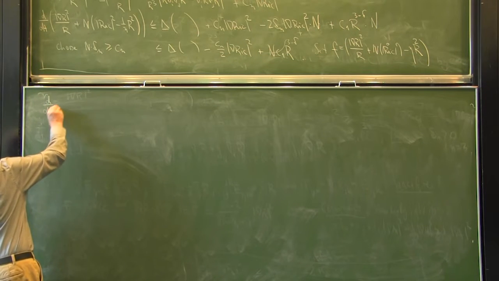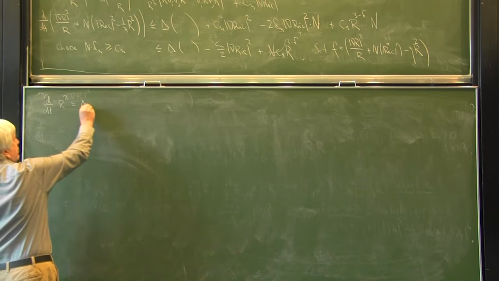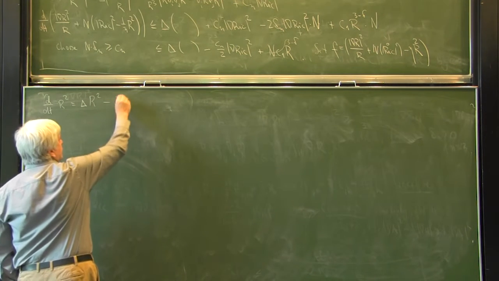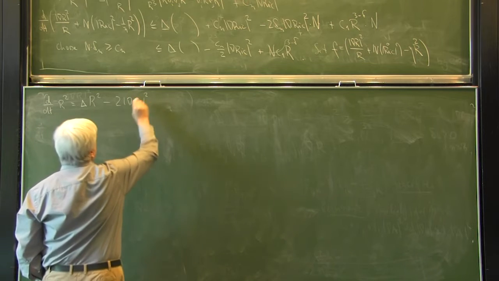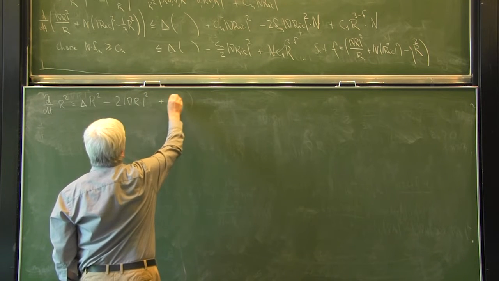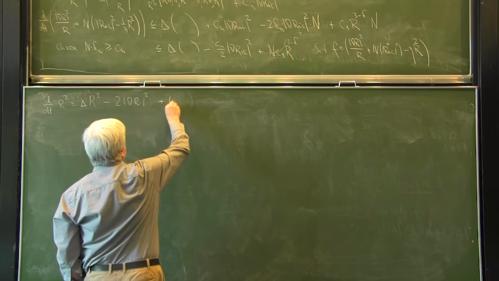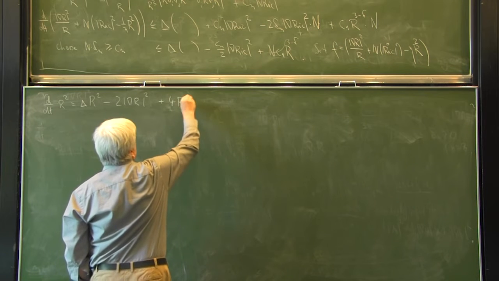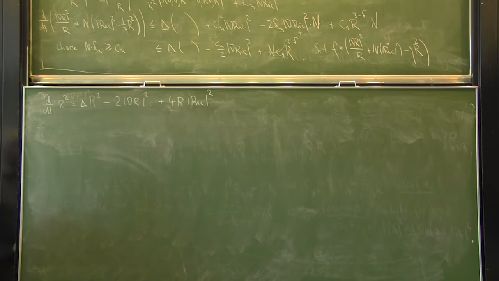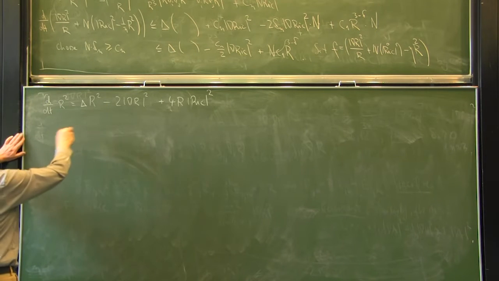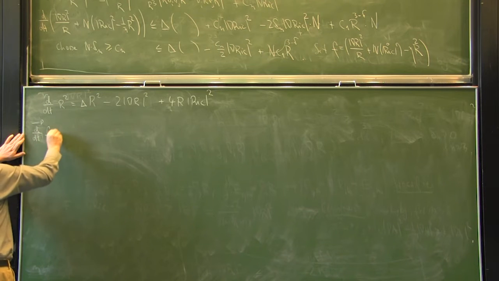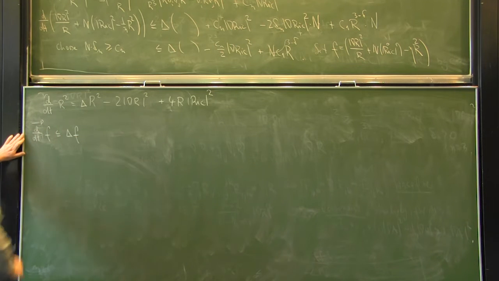ddt of r squared is equal to the Laplacian of r squared minus 2 times gradient r squared plus 4 times r times Ricci squared, because that comes from the evolution equation of the scalar curvature. So now applying this to f, we get that ddt of f is less than the Laplacian of f.